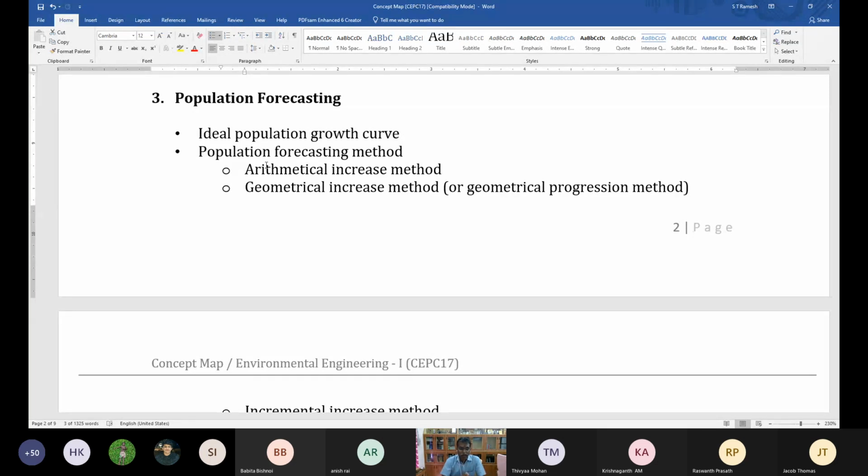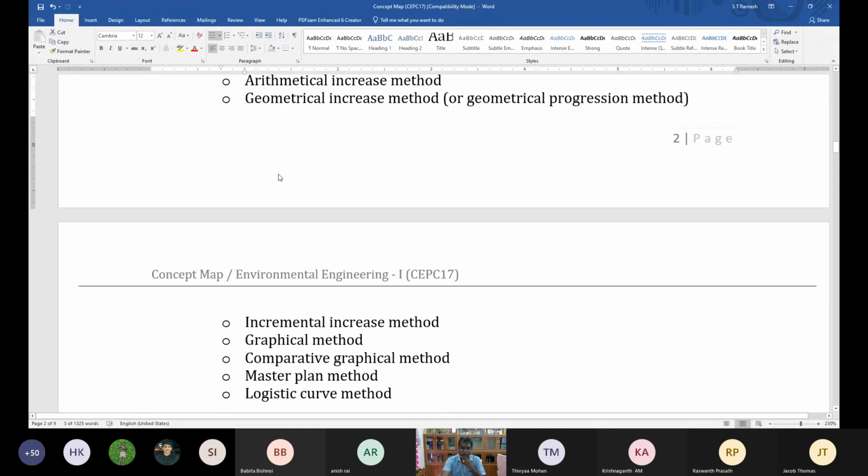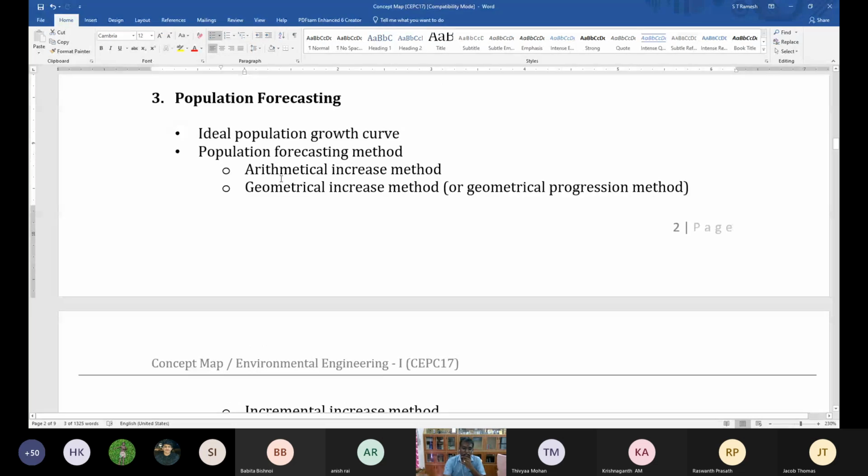projects. Probably you would have come across the IDM population growth curve, the logistic curve. Population growth may have a trend, and we will be discussing it in detail.